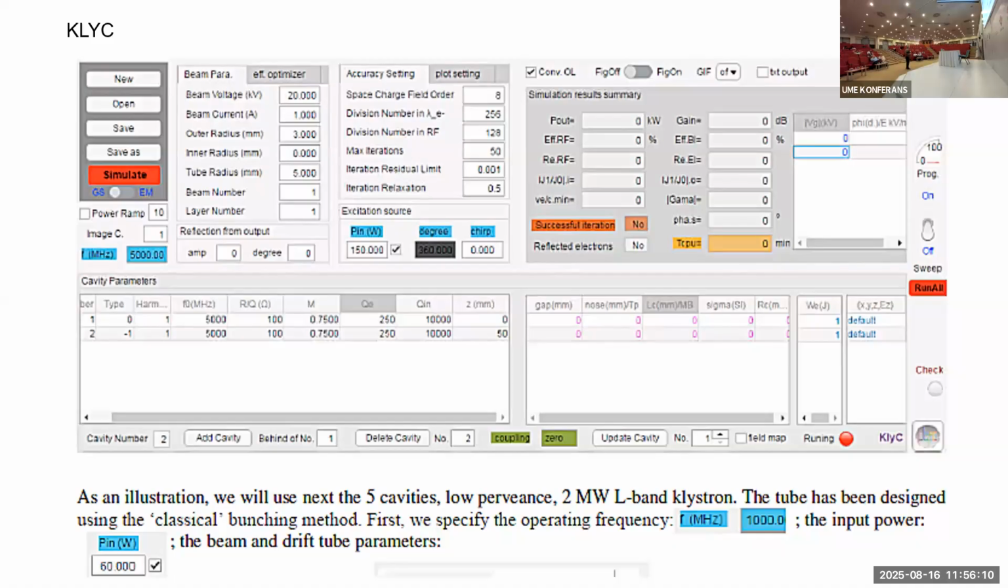Nose. This is the most important one that we have discussed: the rounded or sharp edges of the cavity. If you make it sharp, then the field near the gap is very high, and it will destroy the field there. It should be rounded a little bit. This is the nose.